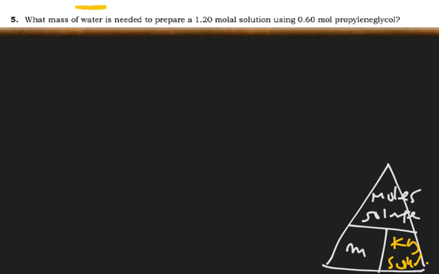Now, 99.99999% of the time, water will be our solvent. Water will be doing the dissolving. So from that, we can assume that propylene glycol is our solute, right? So we need moles of solute, and it just so happens that they gave us moles of solute. Good, so we don't have to stress that. We have our moles of solute.